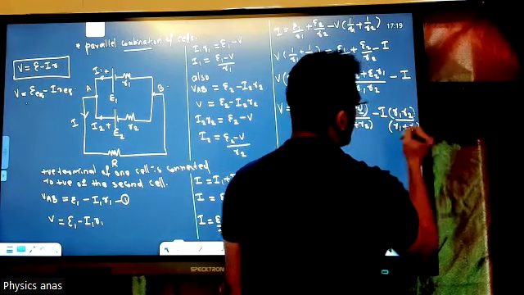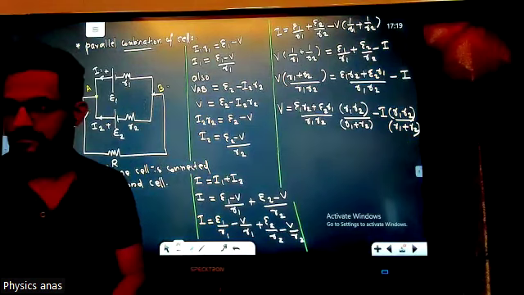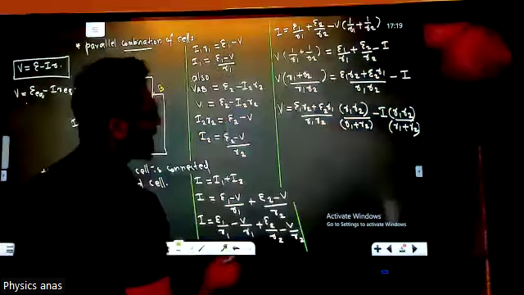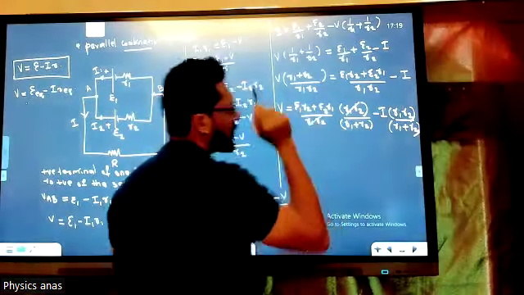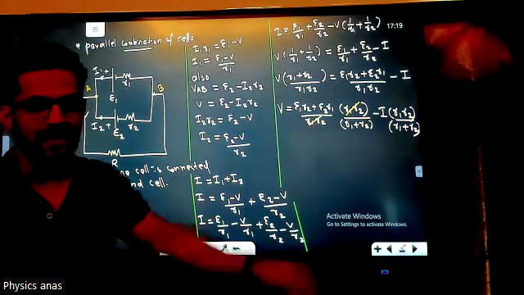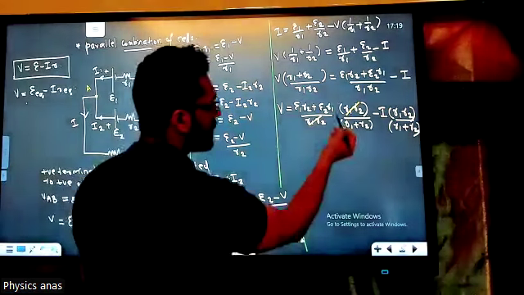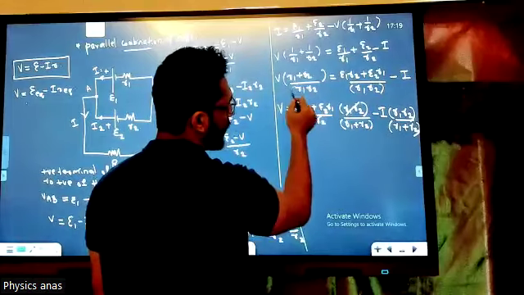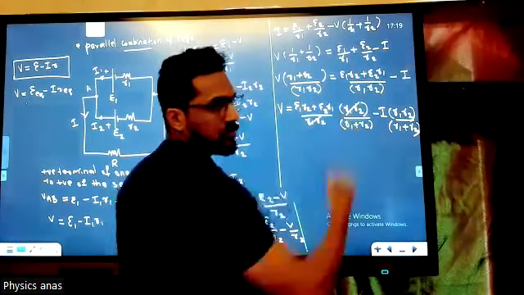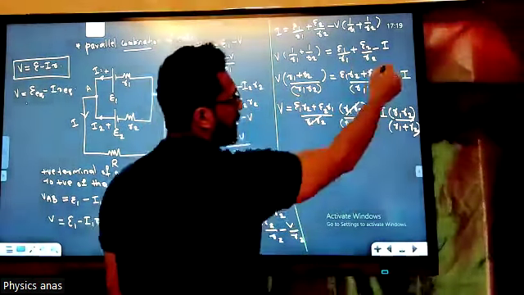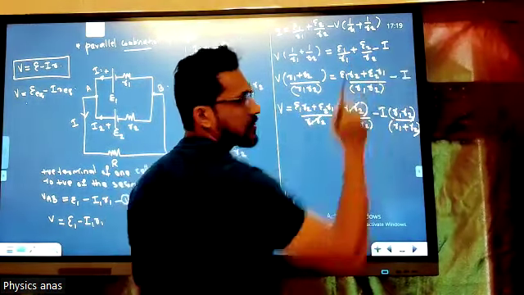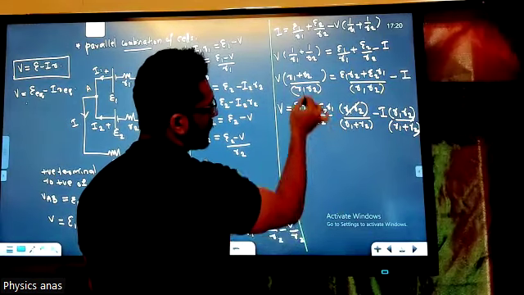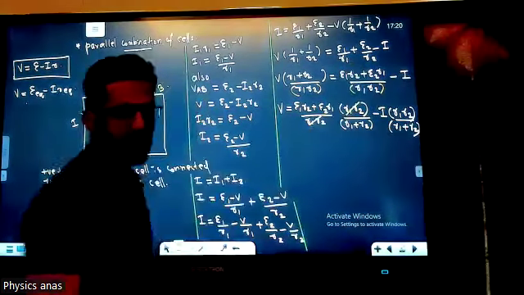R1 plus R2. So what will happen now? Yes, R1 R2 will be cancelled from the equation. Here you have R1 R2, here you have R1 R2. You are bringing this R1 R2 to the other side, so it will be into R1 R2 here, into R1 R2 here. So this R1 R2 is cancelled from this equation.